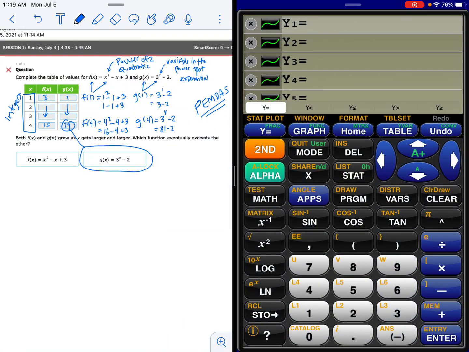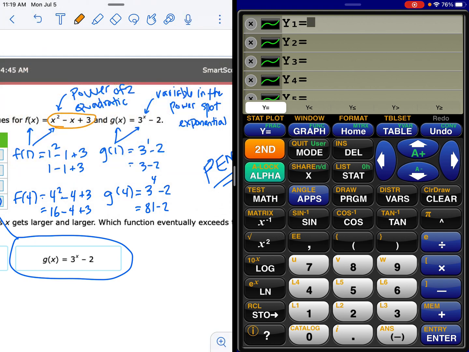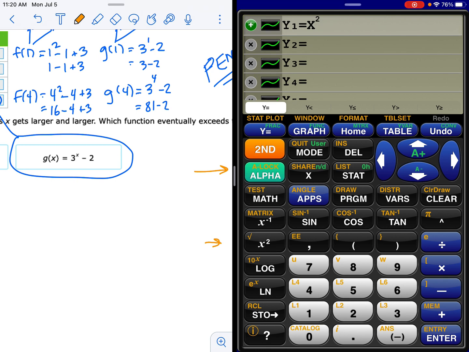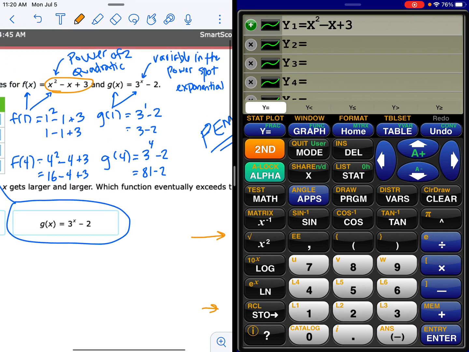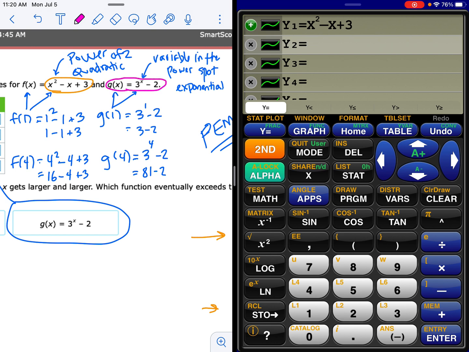There we go. Okay, so I am going to put in, let me change colors here, this x squared minus x plus 3. So the variable key is right next to the alpha key. So I'm going to hit x squared, that's right here, minus x plus 3. So notice I've got that same equation in there, that same function. Okay, now I'm going to press the down arrow, and in y2, I am going to graph 3 to the x power minus 2.